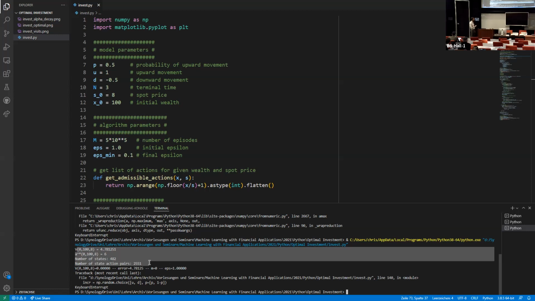So that's already quite big. The number of state action pairs, if I, in addition, include all possible actions, I already have 2,551. These are all possible states. And that's only 3 periods. And if I increase the periods, of course, this becomes much bigger, much faster. So this will eventually become very inefficient.